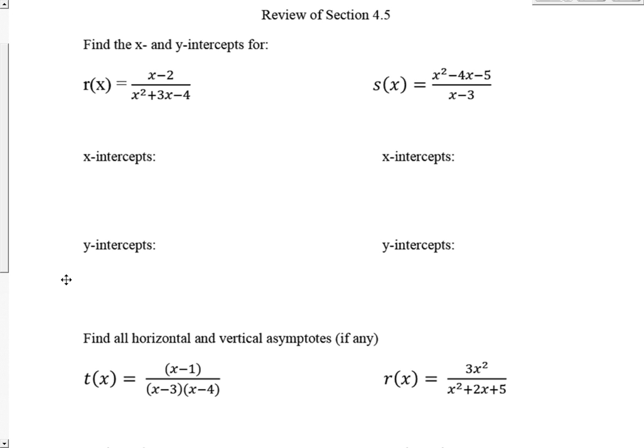All right, here we go. So we're finding the x, y intercepts for x minus 2 over x squared plus 3x minus 4, and we want to find the x intercepts. So how do we find the x intercepts? Set the numerator equal to 0. Correct.